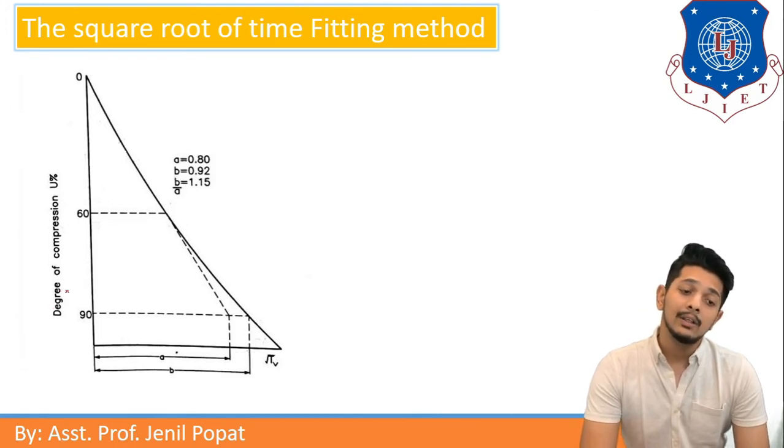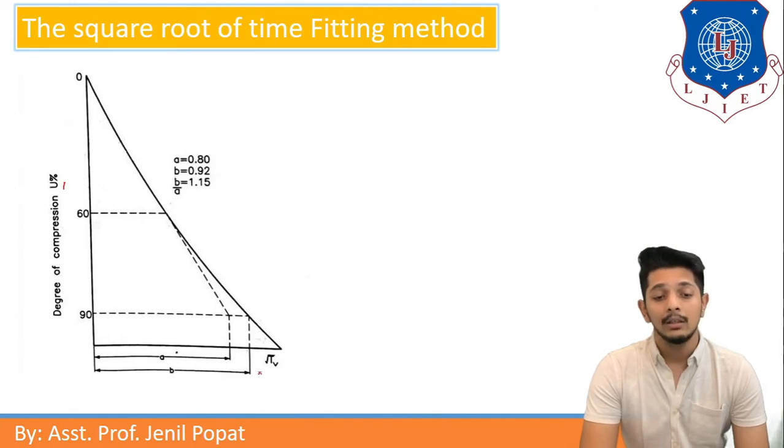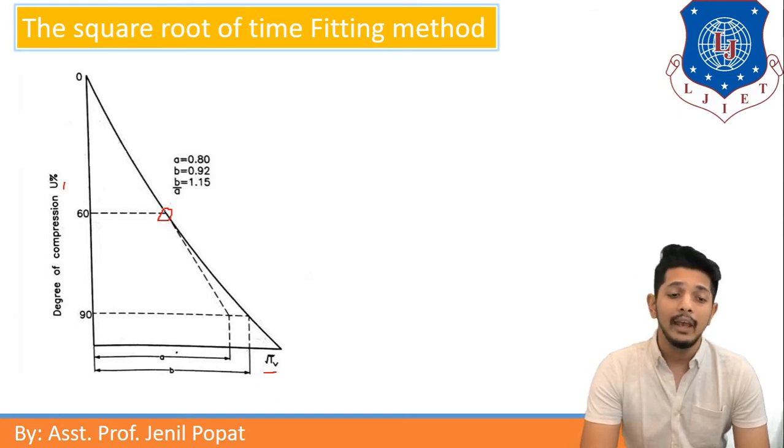Here it is given the curve between degree of compression U and under root TV. Here you can see the graph is staying linear up to 60%. After that, up to 90%, it is changing its shape. If I extend this linear graph up to here and give it a name A, the width A, and the actual graph width as B, and compare them, so B by A is coming 1.15.